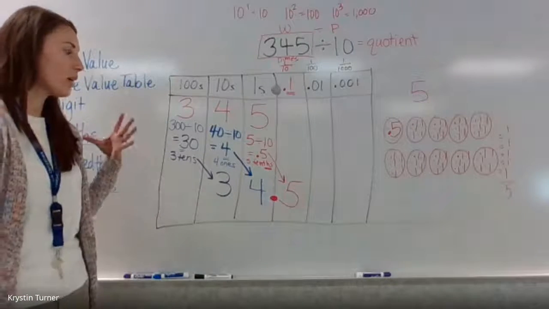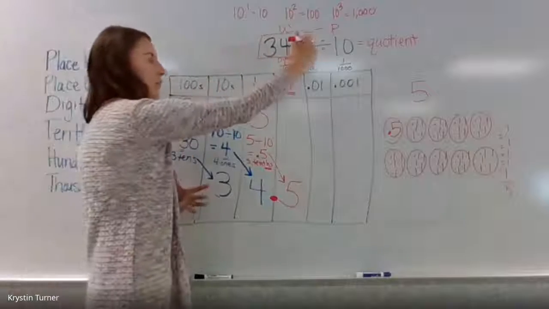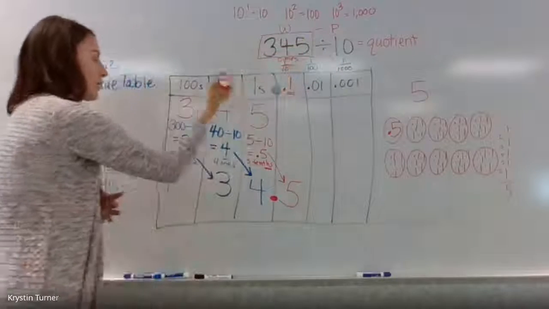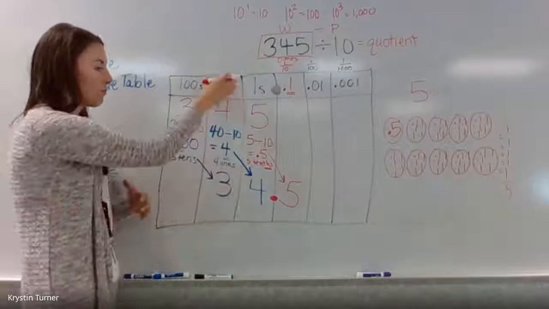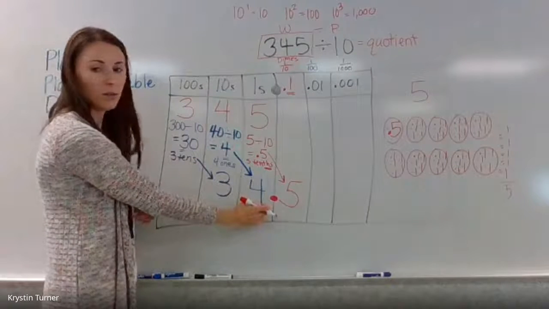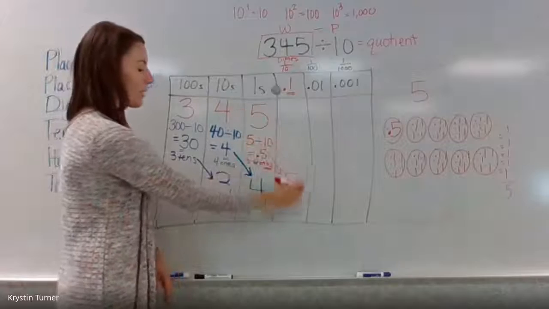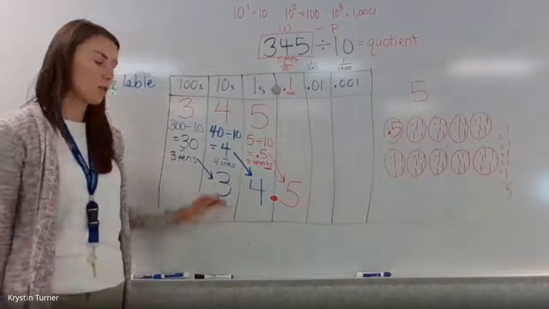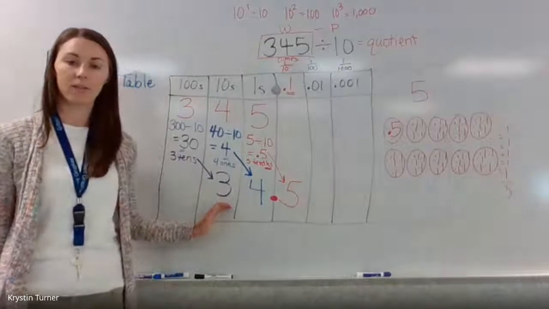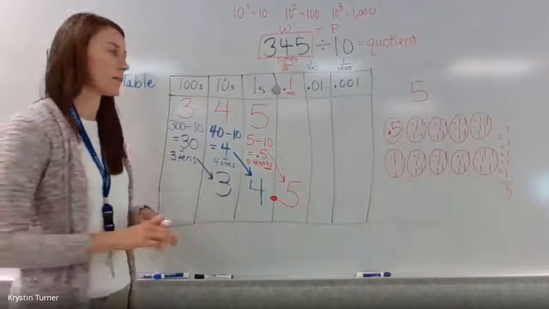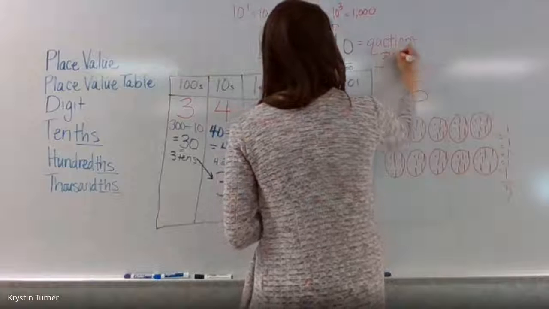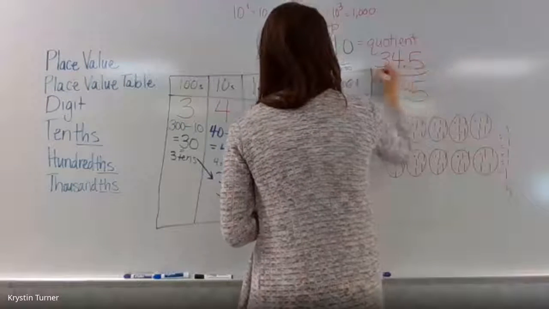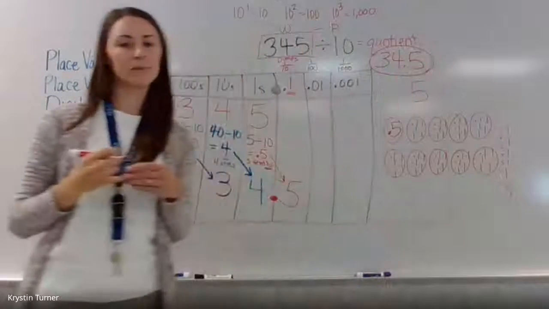So now we are done. We have divided 345 by 10. We divided 300 by 10. We got 30, so 3 tens. 40 divided by 10 was 4, so 4 ones. And 5 divided by 10 was 5/10. So our answer is 34 and 5/10. So our quotient is 34 and 5/10. Do you see a pattern?